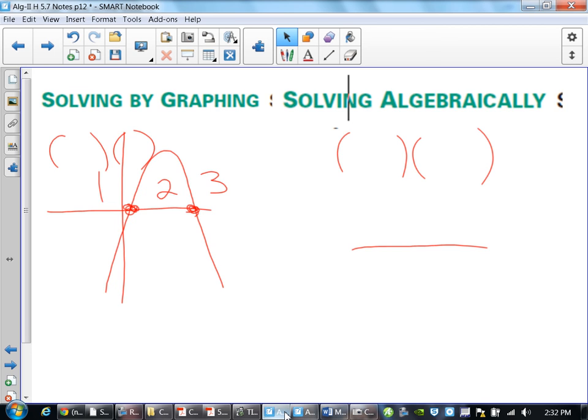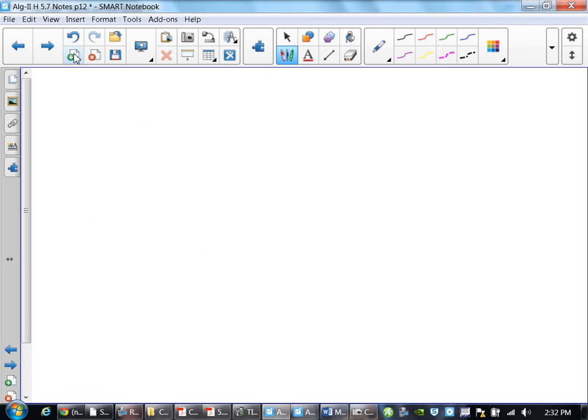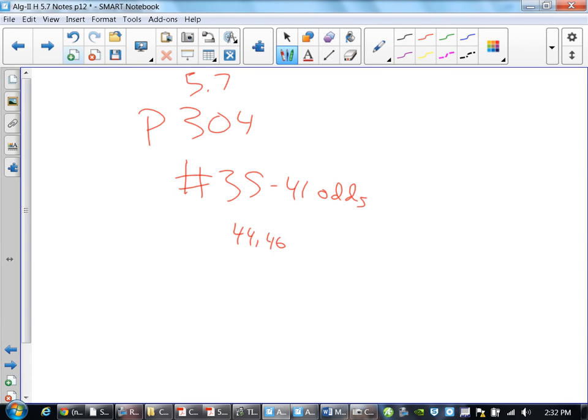Oh well. So what I want you to do, page 304, same section. So this is 5.7. Problems 35 to 41 odds, and then 44 and 46. If you haven't finished up the other graphing parts, we'll go through all that tomorrow.